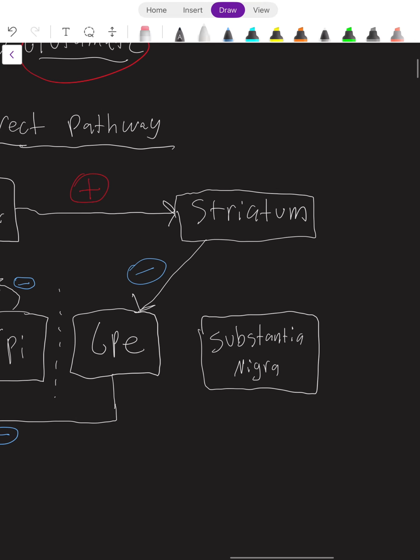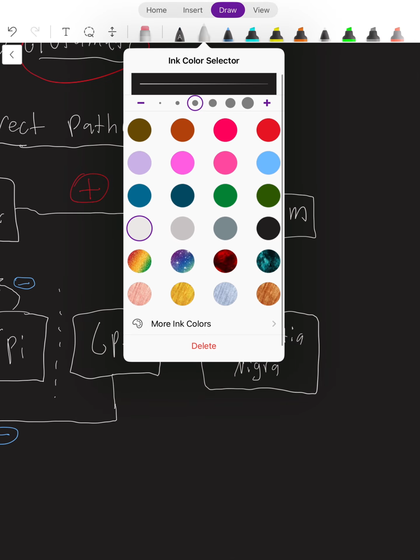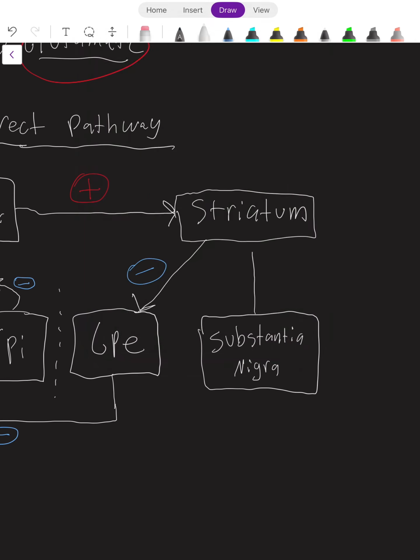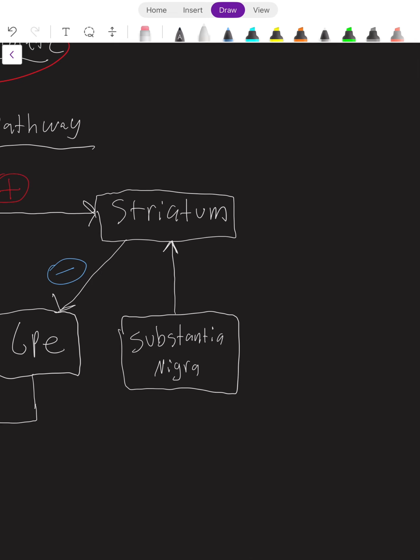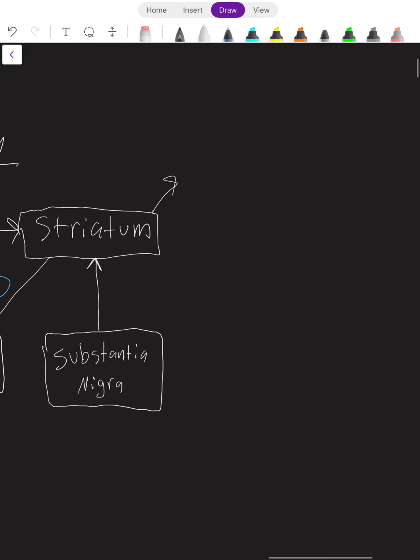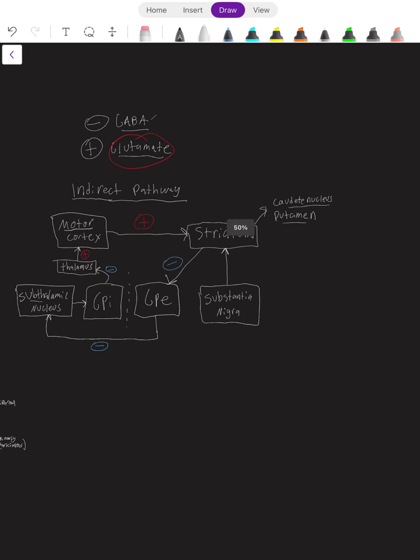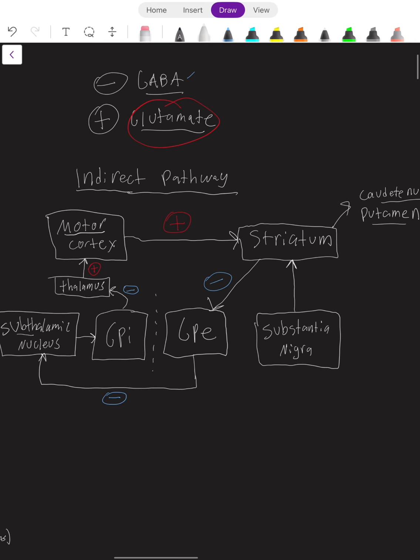So the substantia nigra is going to go to the striatum. And I don't want to overwhelm anyone, but just a side note, just so you guys know, the striatum is also made up of two different structures, the caudate nucleus and the putamen. And so that's going to be the indirect pathway.